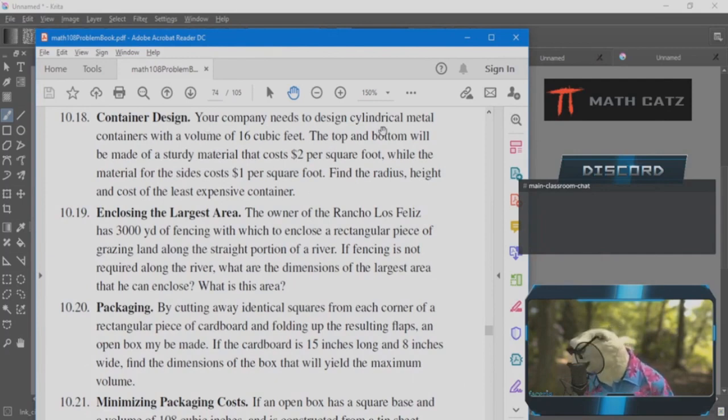Your company needs to design cylindrical metal containers with a volume of 16 cubic feet. The top and bottom will be made of a sturdy material that costs $2 per square foot, while the material of the side costs $1 per square foot. Find the radius, height, and the cost of the least expensive container.